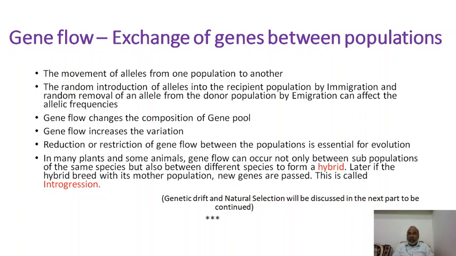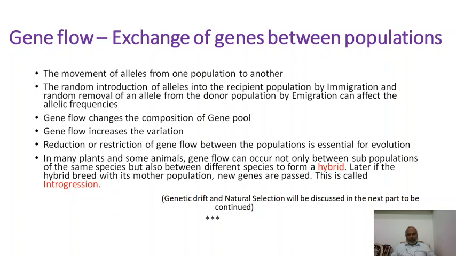How is a hybrid formed? Between two closely related species, if genes are flowing, if reproduction occurs between them, then a hybrid can be formed. If the hybrid becomes fertile and reproduces with its original or mother population, then the hybrid genes will be fixed in the population, thereby altering the allelic frequencies. And this very important mechanism of evolution is called introgression.